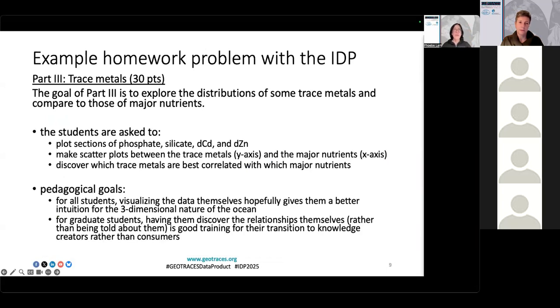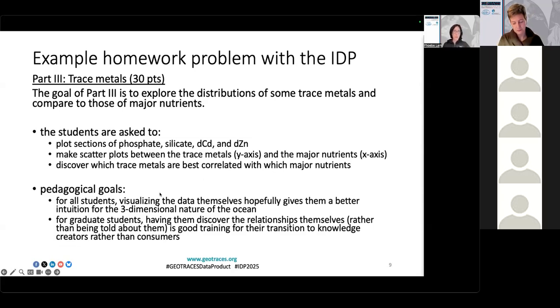And so here's an example homework problem that I've given using the IDP. This was my trace metal section. I think my first section was nitrogen cycling and N star. My second section was, I think, silicate cycling and silica star. And this is my part 3, which is trace metals. I asked them to plot sections of phosphate, silicate, cadmium, and zinc. I asked them to discover for me what the correlations are, and I asked them to make scatter plots between the trace metals and the major nutrients, and to tell me which are correlated.